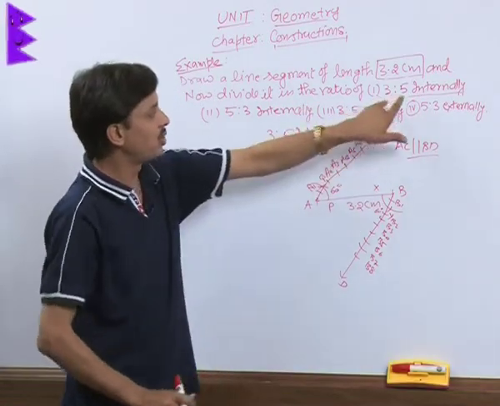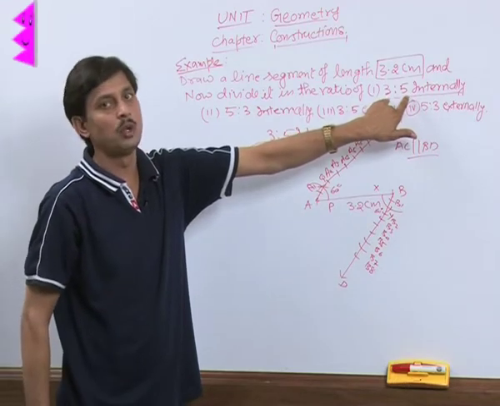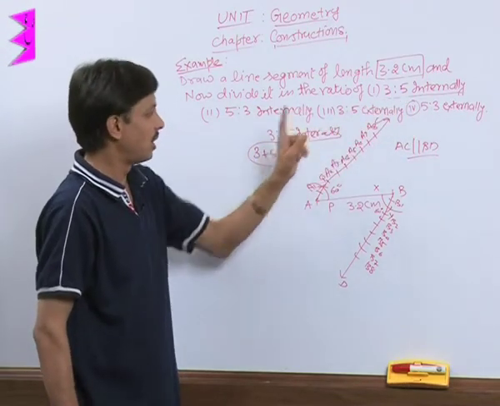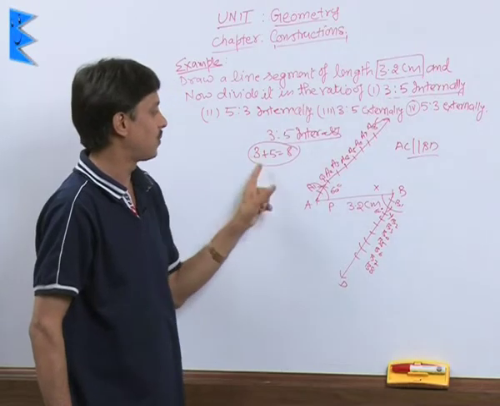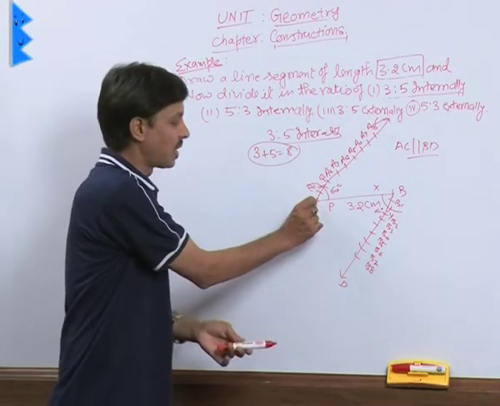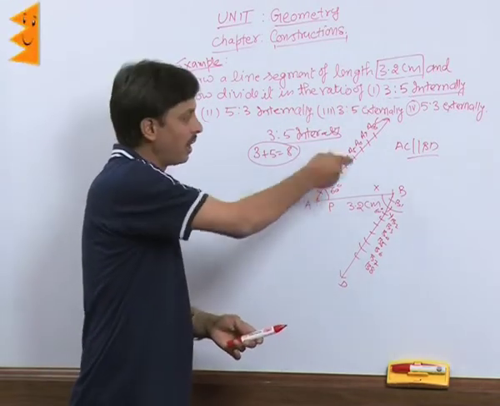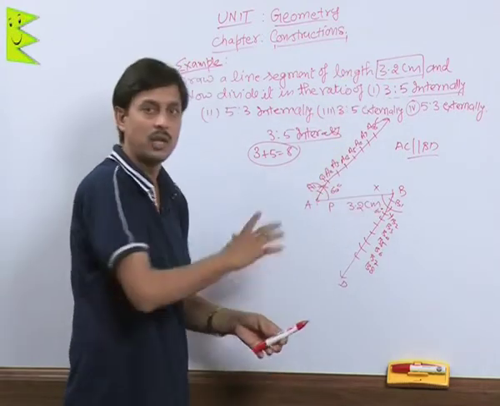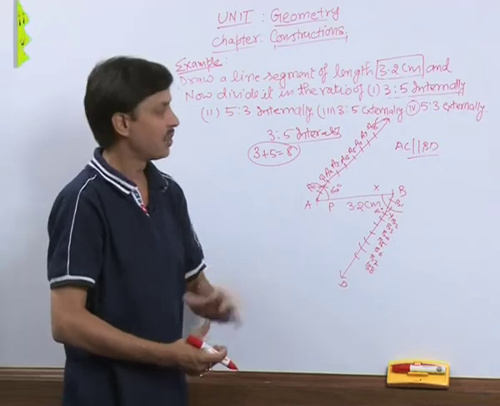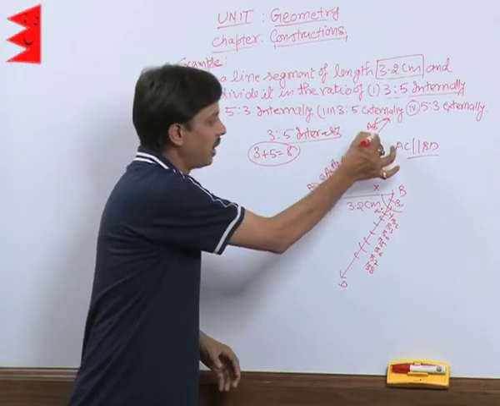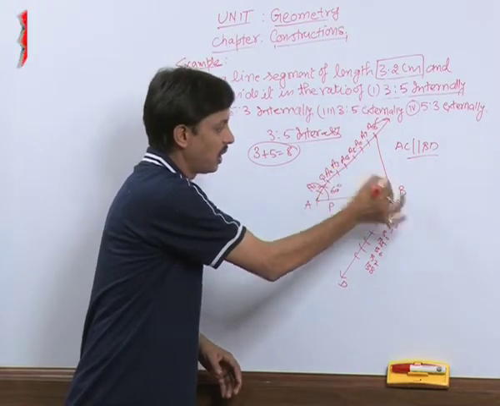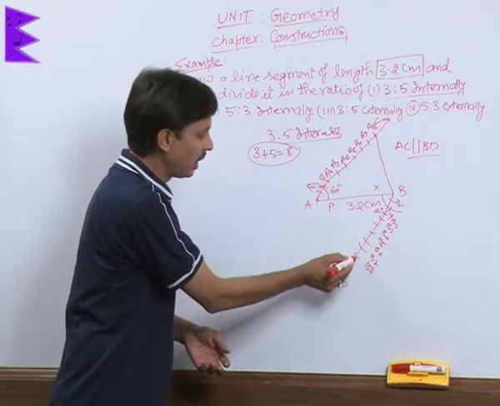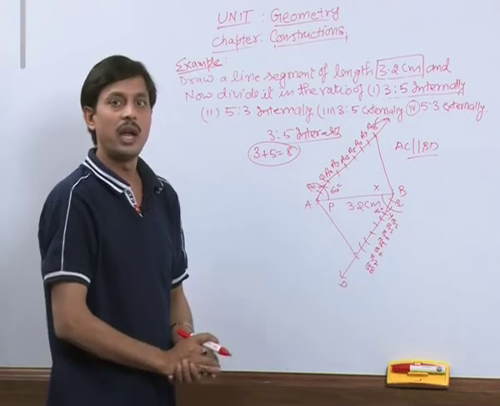In what ratio does it need to be separated? In the ratio of 3:5. It is internal, so 3 plus 5 is 8. First of all, starting with one end, we will make 8 equal parts on this ray, and with the same length we will make 8 equal parts on the other ray. Now the last point A8 will be joined to the end B, and B8 will be joined to the end point A.